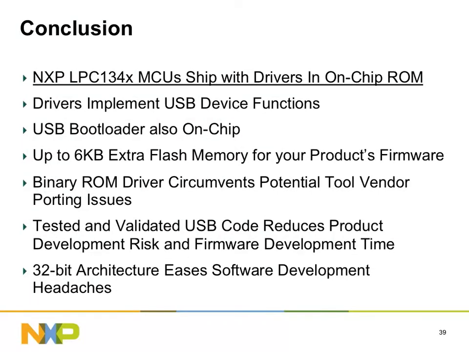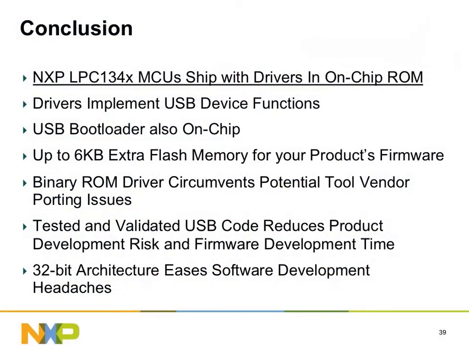NXP's LPC 134X, I think there's a 3 and a 4 chip. They both ship with drivers and on-chip ROM. The drivers implement USB device functions, so you don't have to. USB bootloader is also on the chip, so you can burn the flash using the standard file system. This saves 6K. Remember, there's not very much flash and ROM on this part. It's a very small part, so every byte counts. And this eliminates 6K of that memory you have to tie up. The binary ROM driver circumvents potential tool vendor porting issues. And the code is tested and validated and debugged.